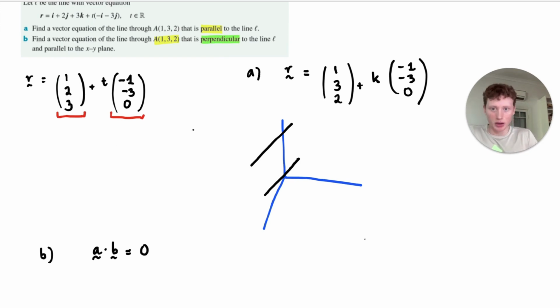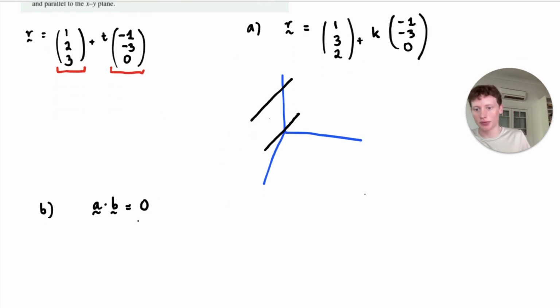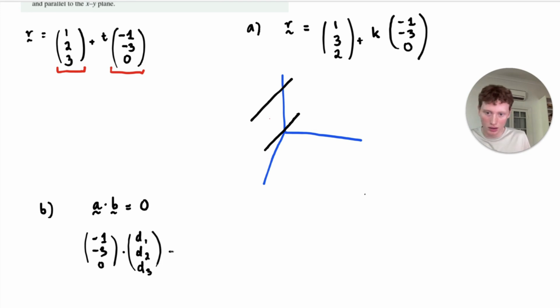So if it's perpendicular to line L, it's got that kind of shape to it. But all that means in reality is that the direction vector of L, which is -1, -3, 0, dotted with our unknown direction vector, which I'm going to call d1, d2, and we can say d3, is going to have to equal 0.